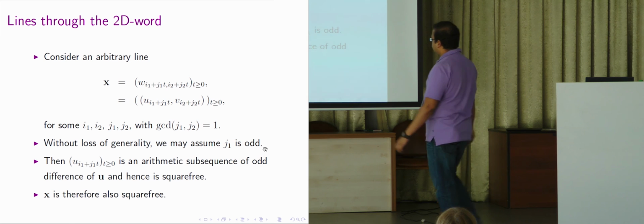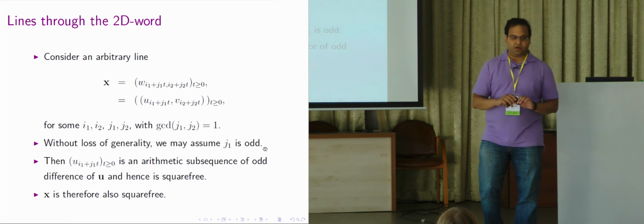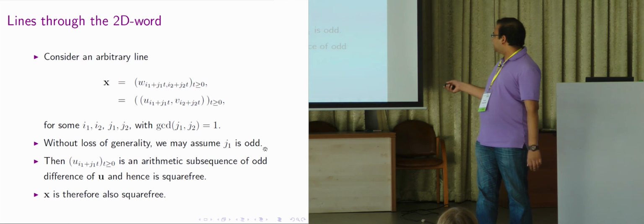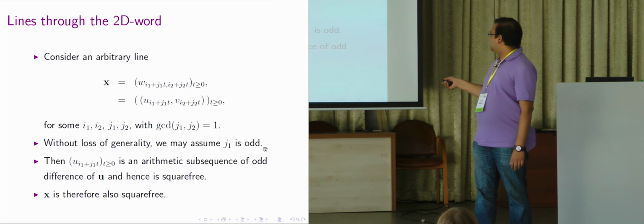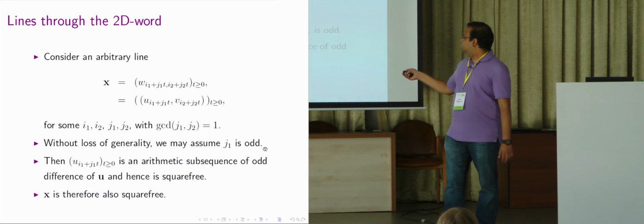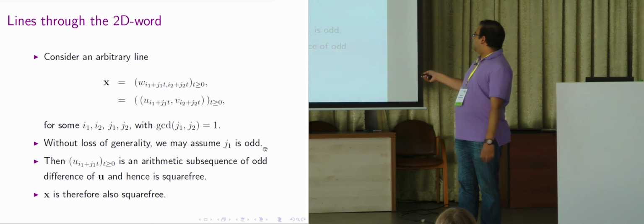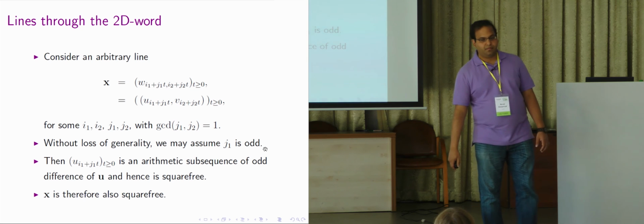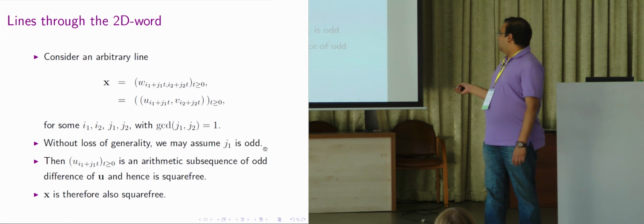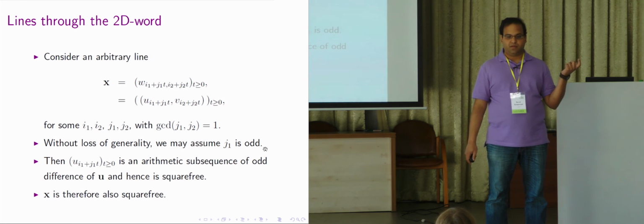And now it's immediate that any line through this grid will be square-free. Because what happens? If I take a line, it looks like this, which I can translate into, okay, u runs through these values, and v runs through these values. My j1 and j2 are relatively prime. But because they are relatively prime, one of them must be odd, I can assume, right?